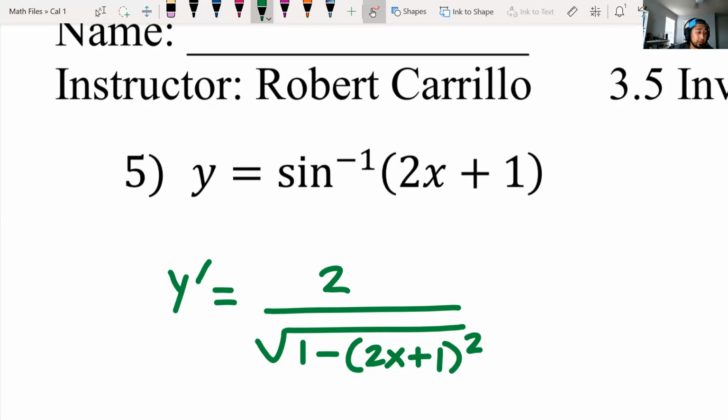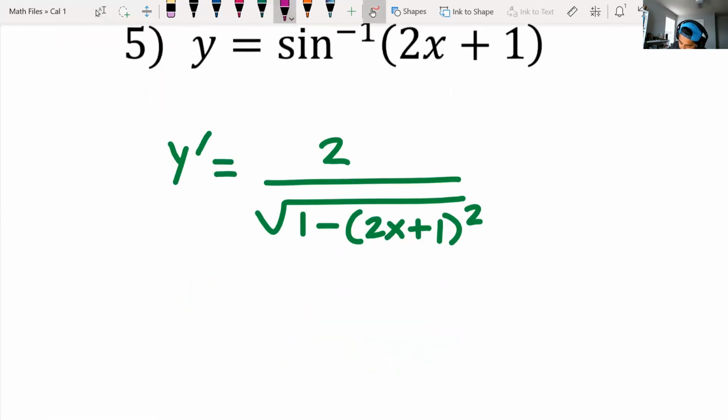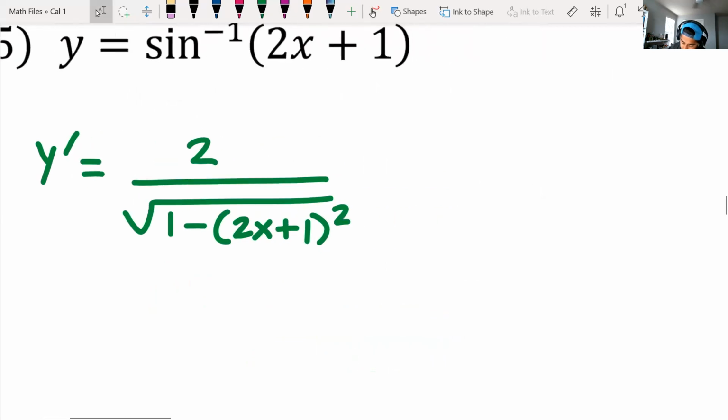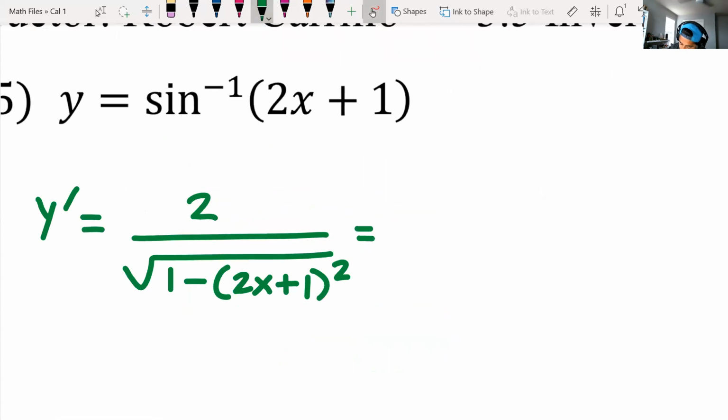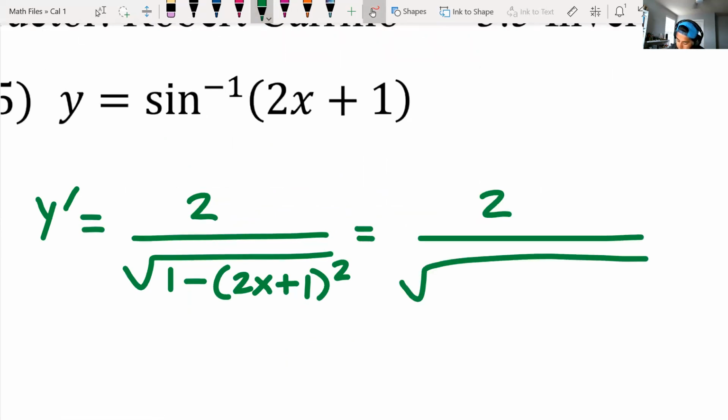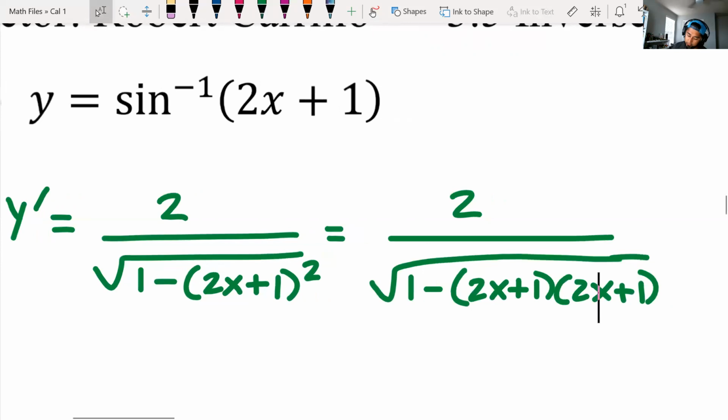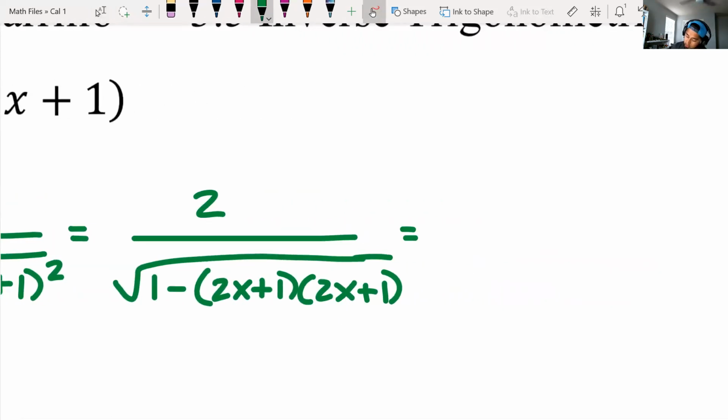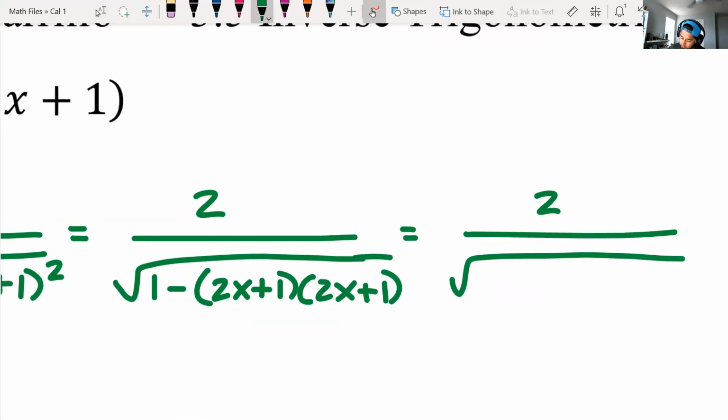All right, now cleanup time. Because we just can't leave this guy like that, we have to expand and see what happens. So here we'll get 2 over the square root of 1 minus 2x plus 1 times 2x plus 1. Foil that out. And you get 2 over the square root of 1 minus 4x squared. What's that? 4x squared, 2x, 2x, 4x plus 1.